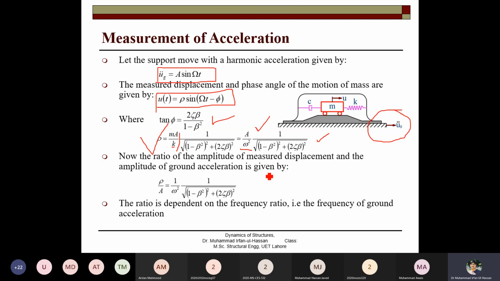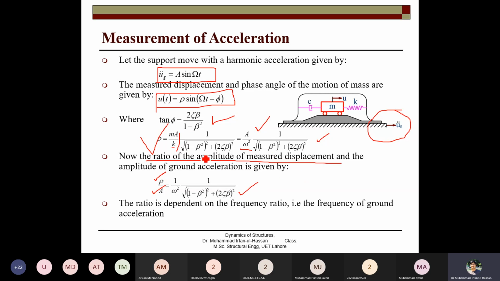Now this is the ratio of the amplitude and the Mayer displacement. As I told you, this is called the transmissibility function, and you can compute that rho over a, the amplitude of the total system and the amplitude of the ground acceleration. This ratio is computed by this formula.